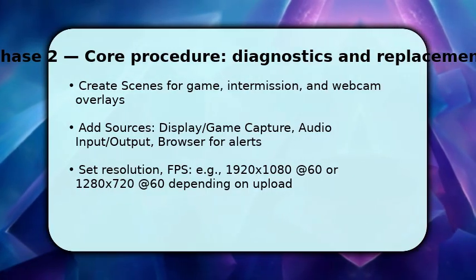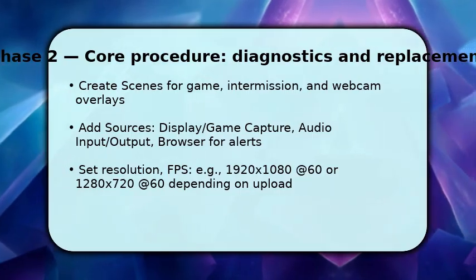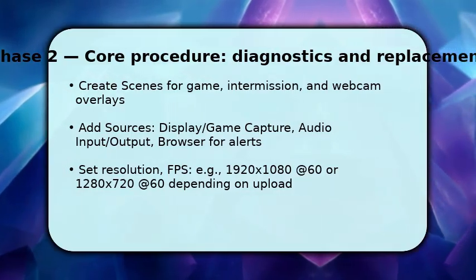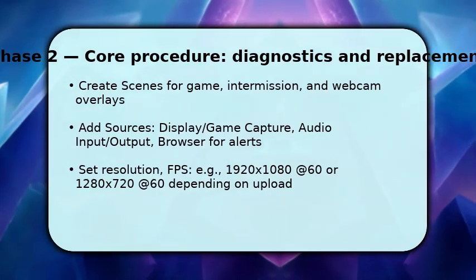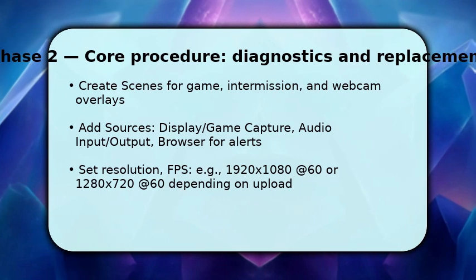Then adjust Output > Video. Choose base and scaled resolution and FPS. Pick 60 for fast motion or 30 to save bandwidth. Test transitions and hotkeys to streamline switching.